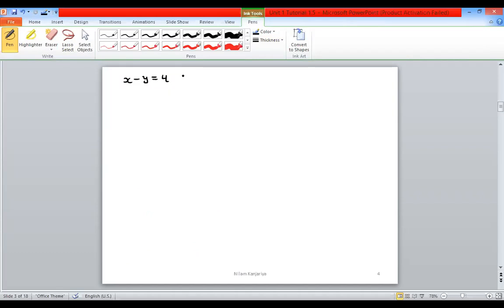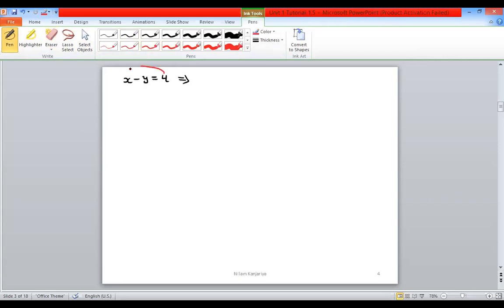Again, I'm making y the subject. But I want y as a positive number. So what I can do, look here. This is your minus y as it is. This is x removing from here. Look here. This is your x minus y is equal to 4.